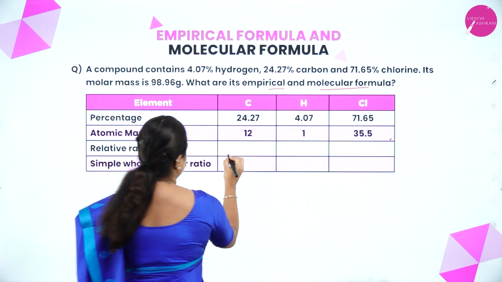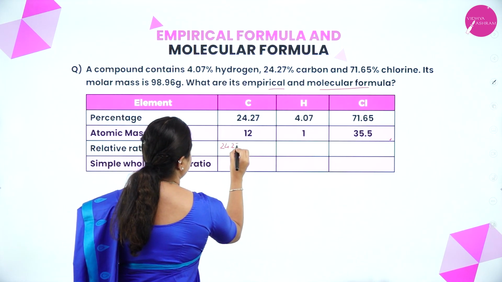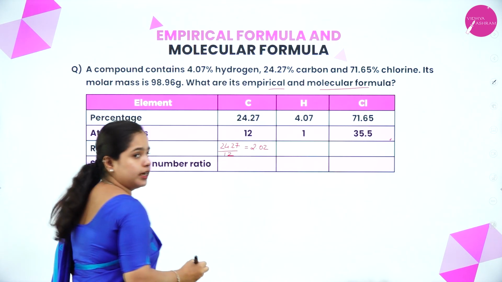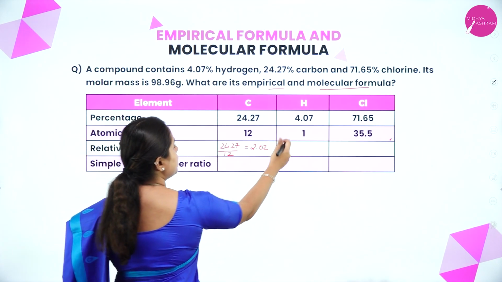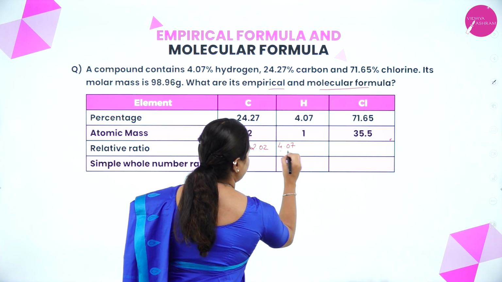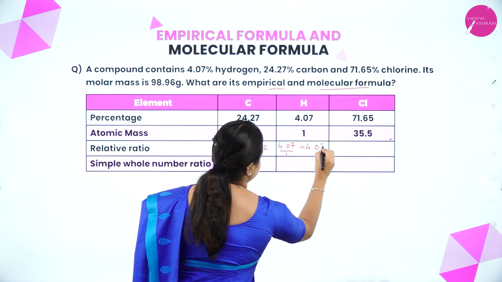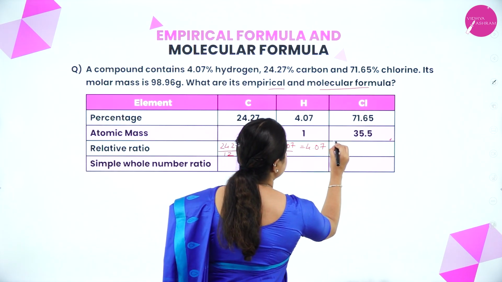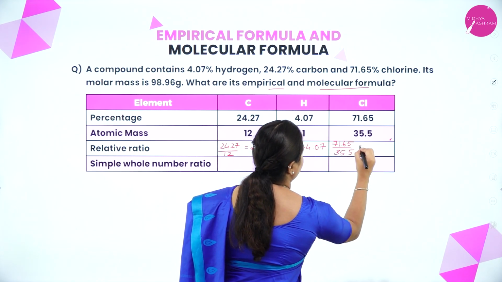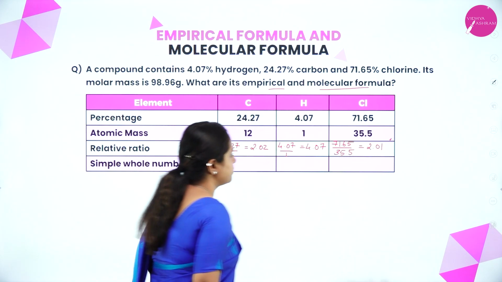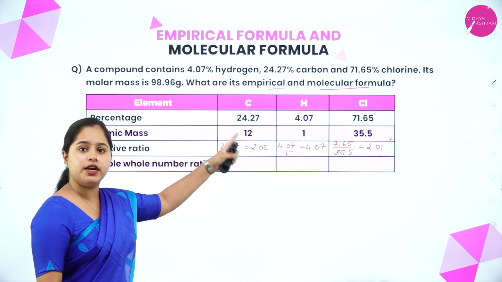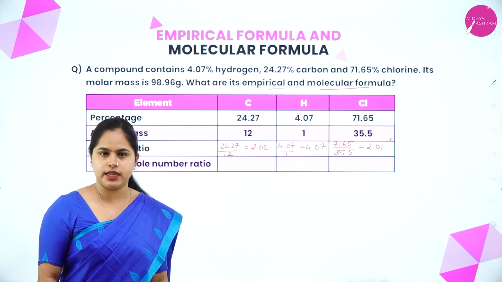So what you have to do? It is 24.27 divided by 12, which will give you 2.02. This is the relative ratio in the case of carbon. Now in here you have to divide 4.07 by 1. 4.07 by 1 will give you 4.07 only. Now in the case of chlorine, it is 71.65 divided by 35.5, which will give you 2.01. Clear? So this is the third step that you have to do. You have to divide your percentage by atomic number, which will give you the relative ratio.